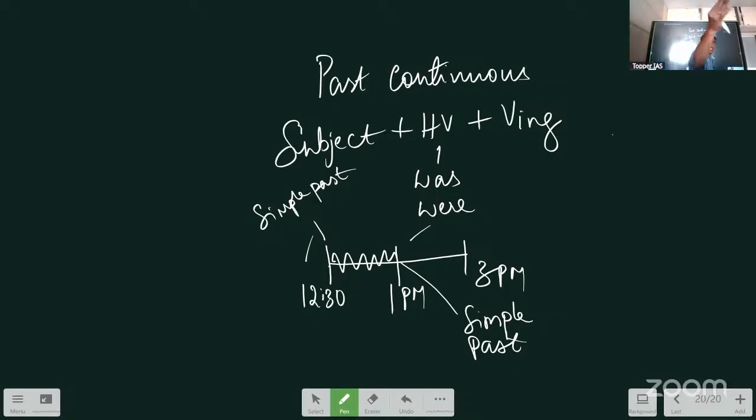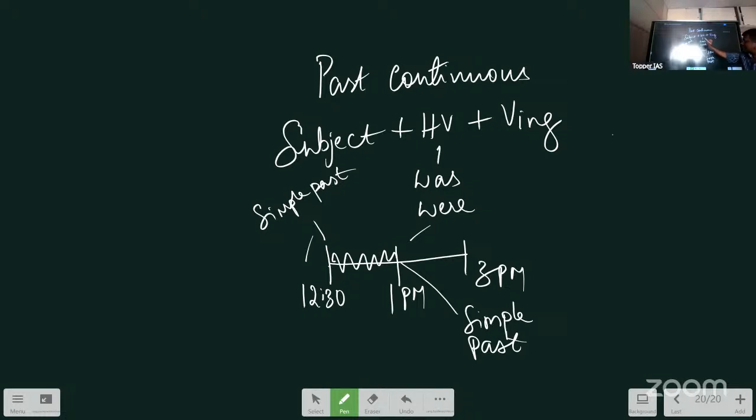Clear? What time did you sleep last night? What is your name? Shahrukh. What time did you sleep last night? 2 o'clock. What time did you get up? 8:40. So 2 o'clock is past, 8:40 is past. So he can say, I slept at 2 o'clock. I got up at 8:40. In between, I was sleeping. So whatever happens between two simple pasts is past continuous. Did you understand? Did everyone understand? Very easy.